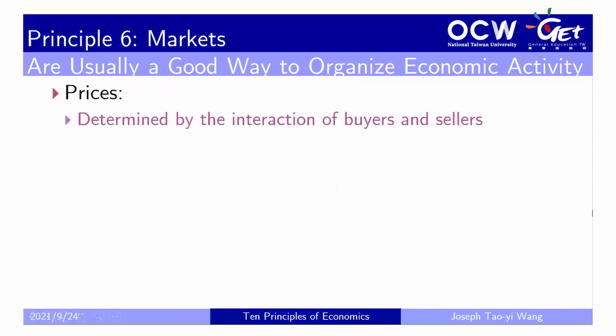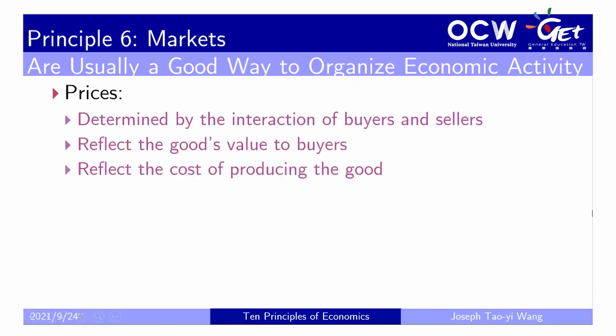So what do we mean by prices? On the market, through the interaction of buyers and sellers, a market price emerges. This price reflects the value of the good as evaluated by the buyer, because if your valuation of this good is lower than the market price, you would not want to buy it. It's only the high-value buyers who would buy this. And it also reflects the cost of producing the good, because if a seller's cost is higher than this market price, you would not want to sell. You don't even want to produce it because it's not worth it.